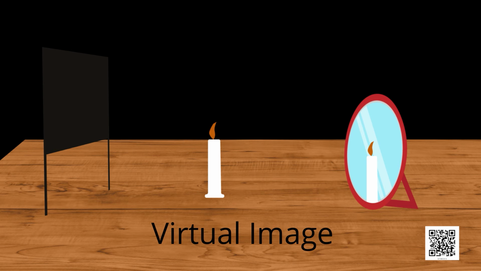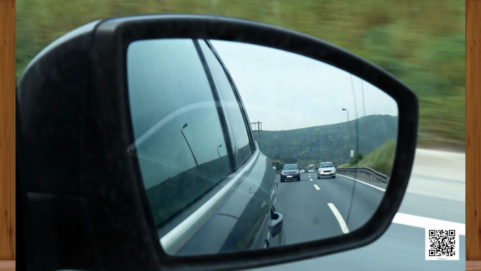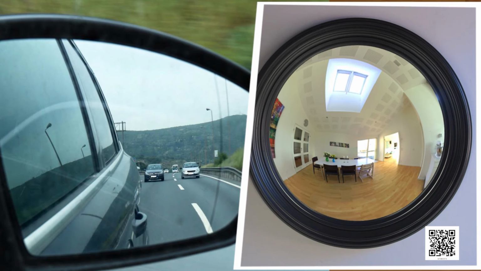Now let us see some uses of convex mirrors. Convex mirrors are used as rear view mirrors or side view mirrors in vehicles to see the traffic at the rear side on the road. Convex mirrors give a wider field of view.